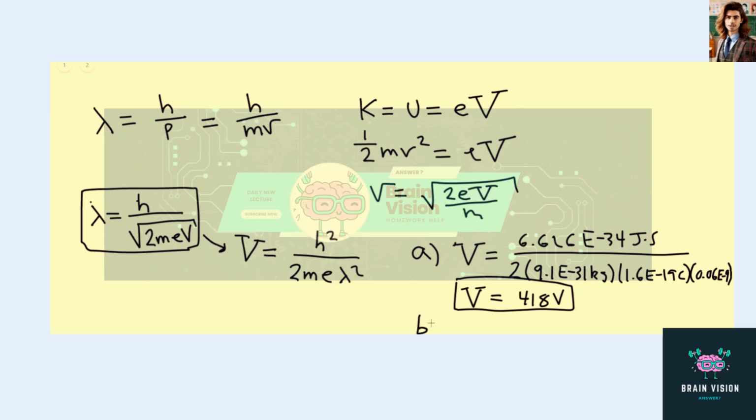For part B, simply using the proton mass instead of the electron mass, we would have a voltage of 0.228 volts. So you see, it takes less voltage to accelerate the proton than the electron. And that's because the increased mass results in the lambda being intrinsically smaller for a particle with larger mass. Okay, thank you very much.